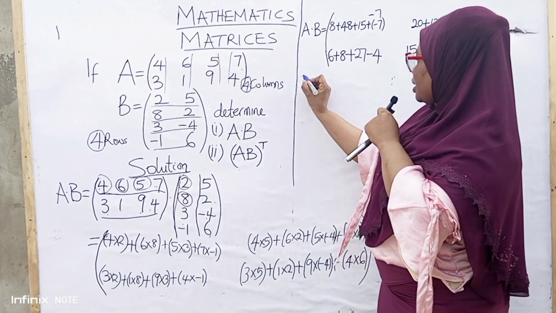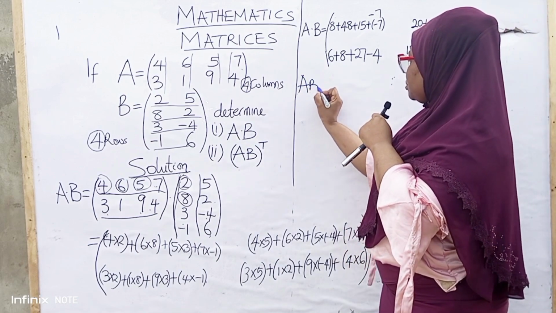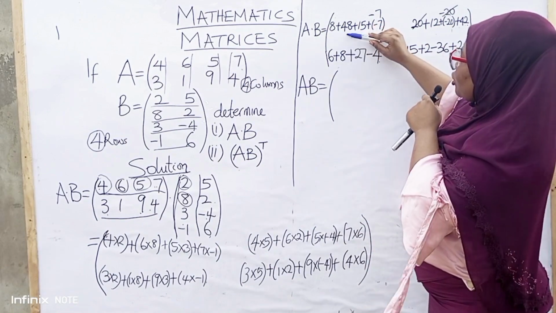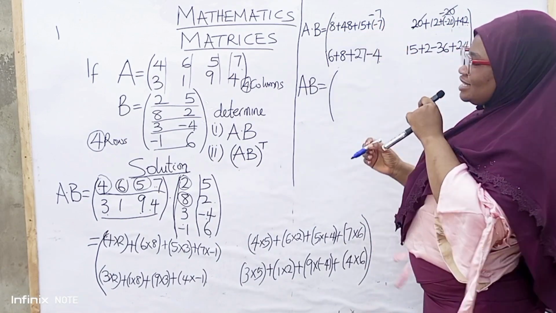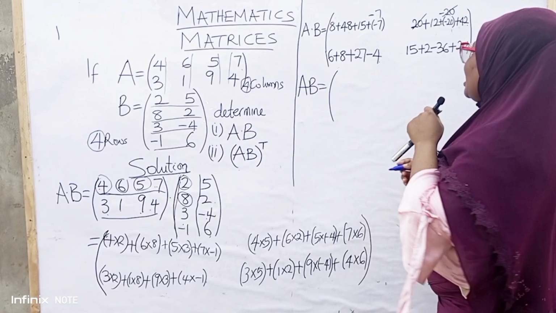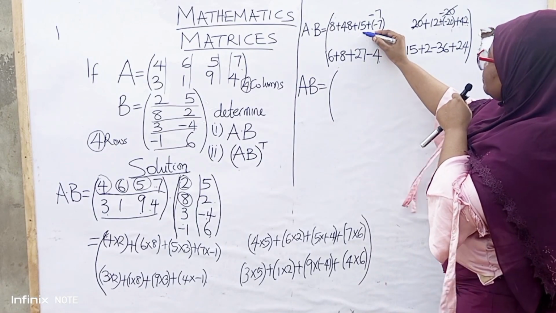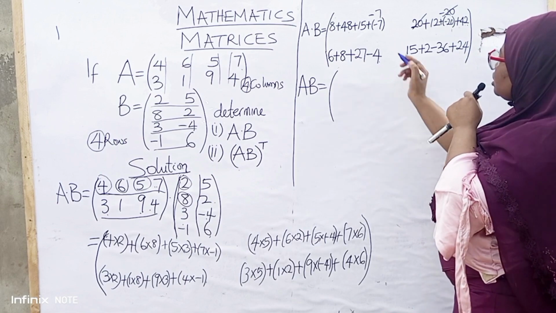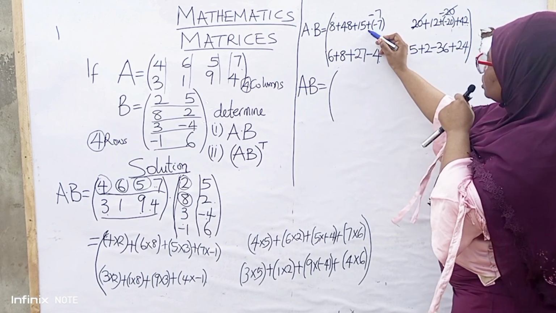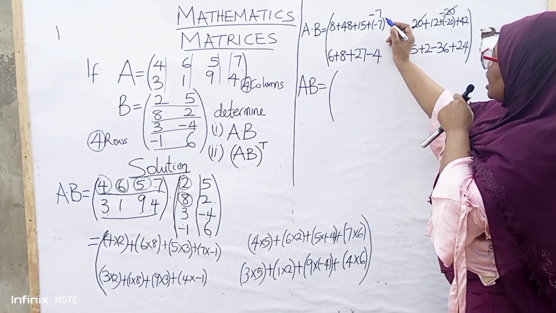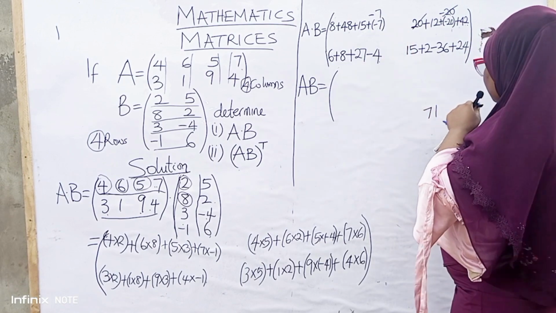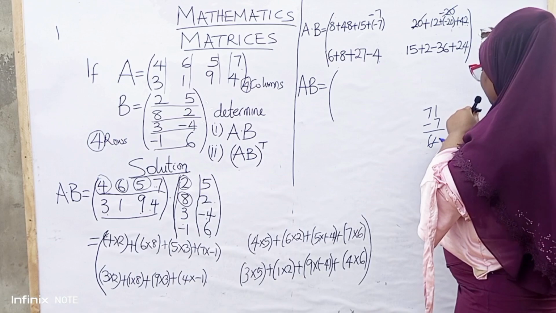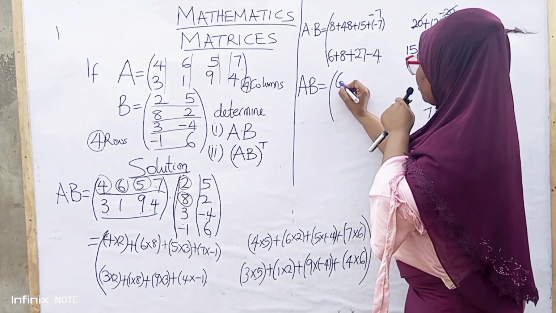So our A multiplied by B is equal to 8 plus 48, that is 56. 56 plus 15, that is 71. 71, here we have plus multiplied by minus 7, and that is minus 7. So 71 minus 7, that is 64.